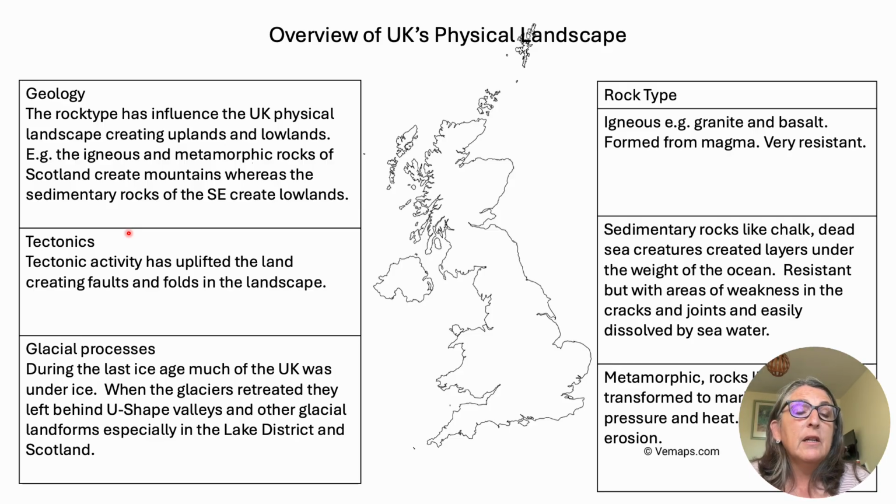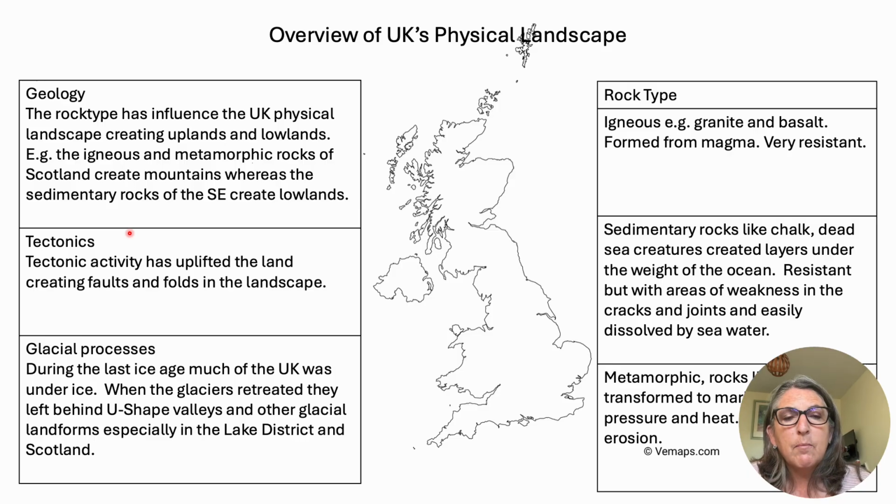And then finally, during the last ice age, much of the UK was under a massive sheet of ice, kilometres thick, which has shaped and scoured the landscape, and when those glaciers retreated, they left behind a U-shaped valley and other glacial landforms, particularly in the Lake District in Scotland.